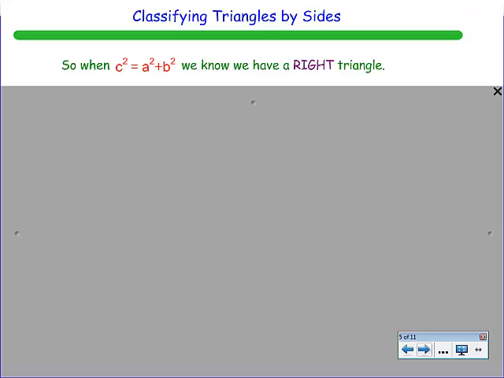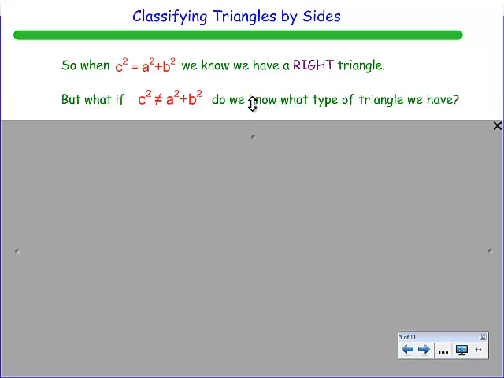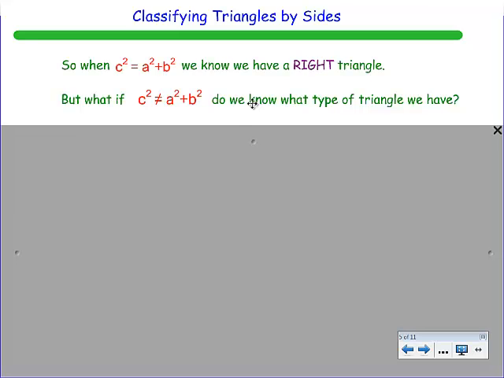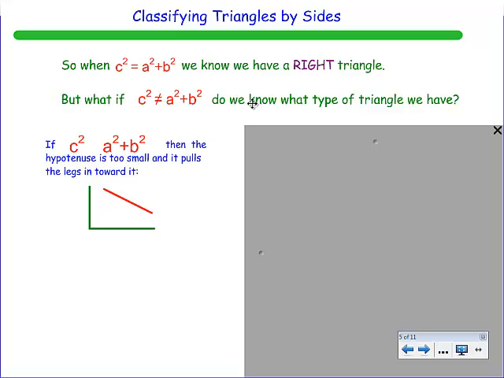We know when c squared equals a squared plus b squared, we have a right triangle. Now, what about if c squared is not equal to a squared plus b squared? How do we know what type of triangle we have? Well, let's look at an example like this. If the hypotenuse is too small, it's going to pull the legs in towards it. And so this is going to be an acute triangle. So when we say that c squared is too small, it would be less than a squared plus b squared. And that would give me an acute triangle.